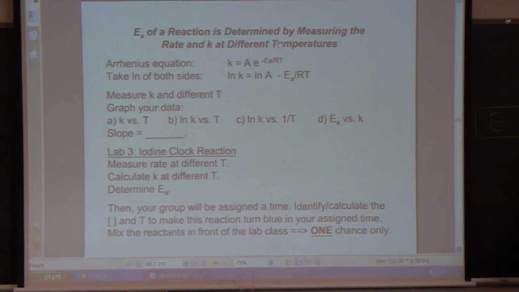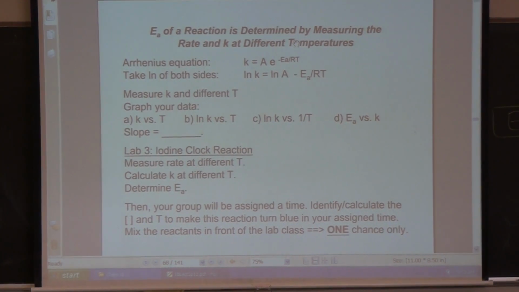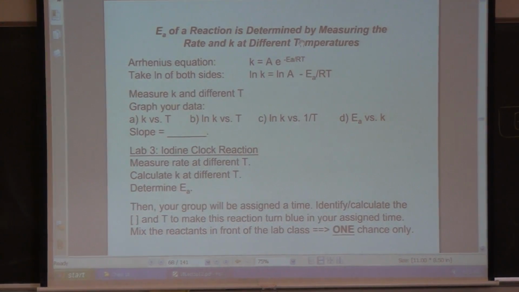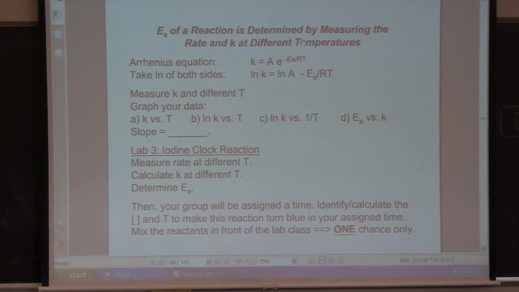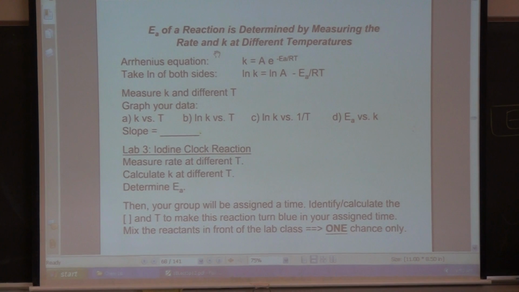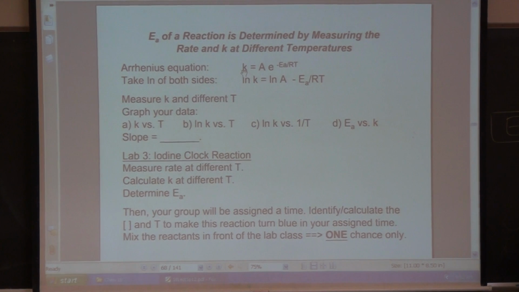So today in lab, you're going to do the second part of that iodine clock reaction. In that second part, you're going to measure the activation energy of that reaction. To measure the activation energy, you can do that by measuring the rate and calculating the rate constant at different temperatures. Now, note that the Arrhenius equation relates the rate constant k to temperature. Note that in this equation, activation energy is also in there.